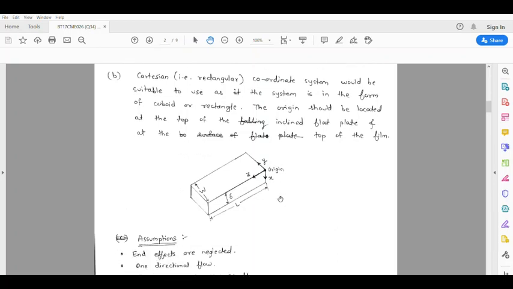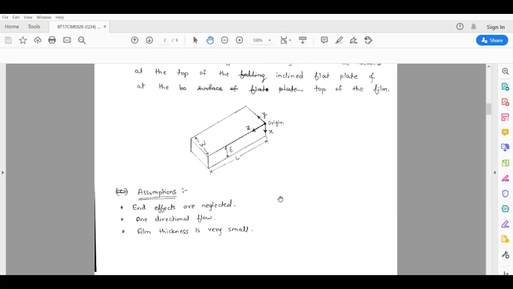We have listed the following assumptions, that is end effects are neglected, the flow is in one direction, that is in z direction, and the film thickness del is very small.